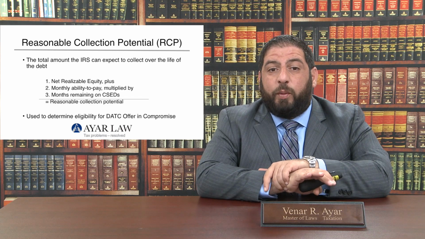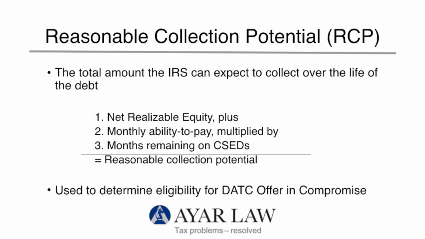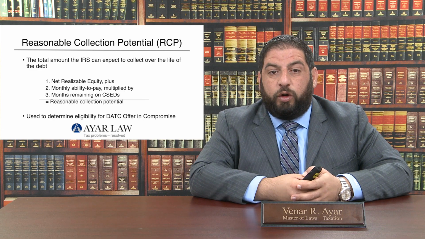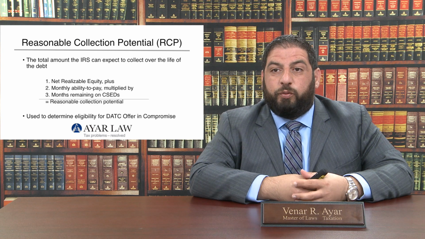What it is, it represents the total amount that the IRS can expect to collect over the life of the debt. Okay, the total amount the IRS will collect over the life of the debt. It's comprised of three different components. First, the net realizable equity, then your monthly ability to pay, multiplied by the months remaining on the collection statute expiration dates, CSED for short. That equals the reasonable collection potential.